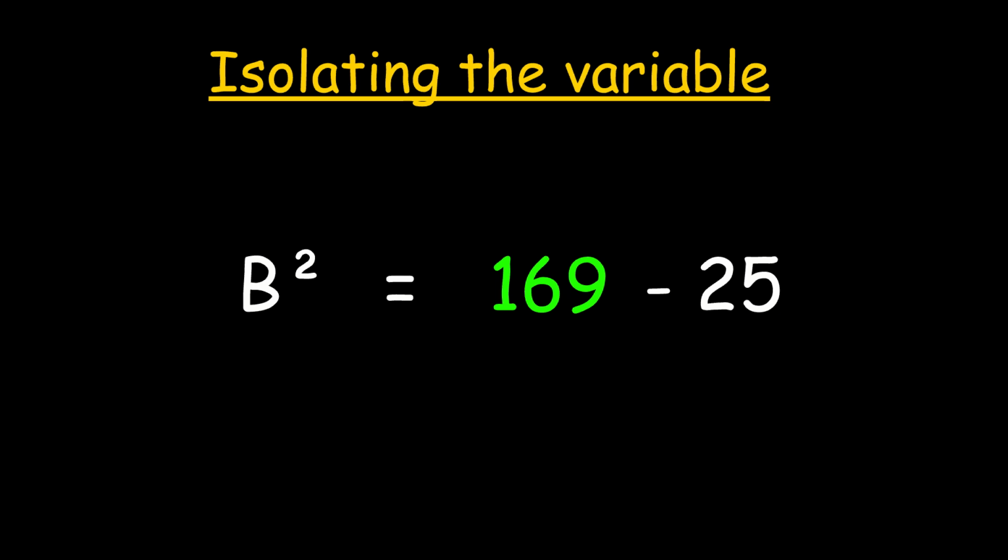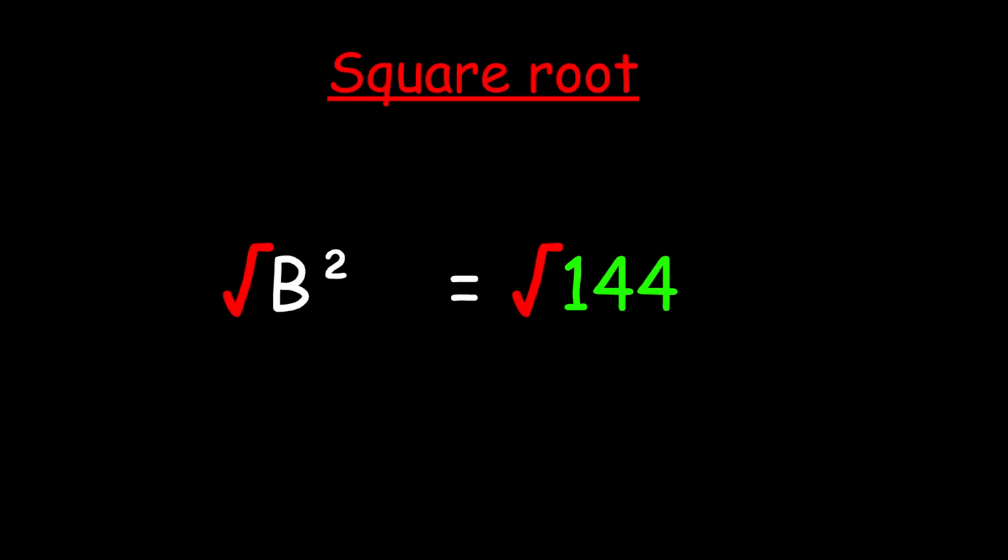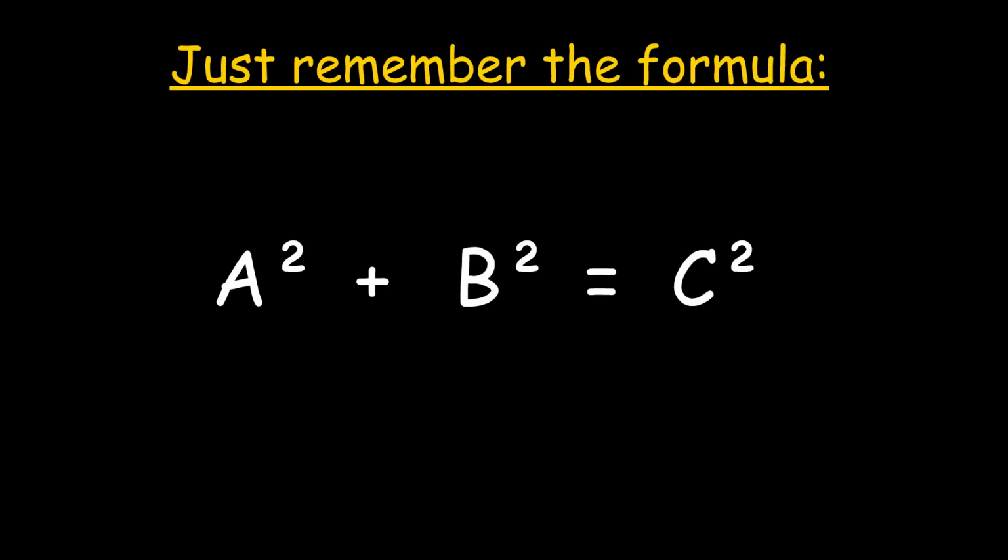Now our equation becomes b squared equals 169 minus 25, which is 144. Now we square root both sides to get b, so b equals 12. So that's the Pythagorean theorem. Just remember the formula. A squared plus b squared equals c squared. Plug in the given side lengths and draw a diagram if needed.